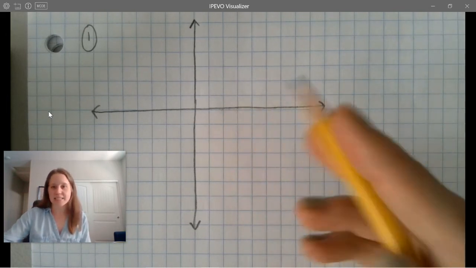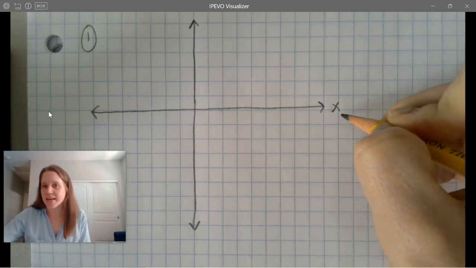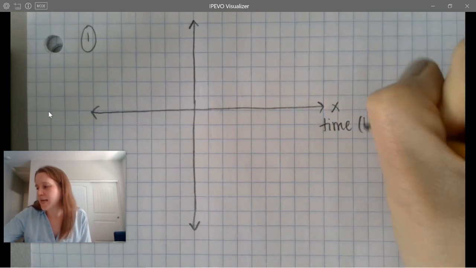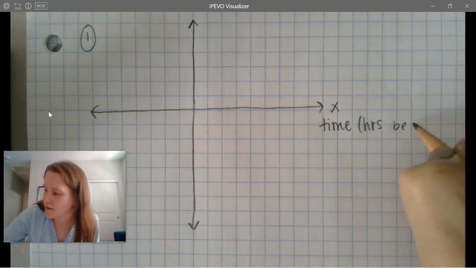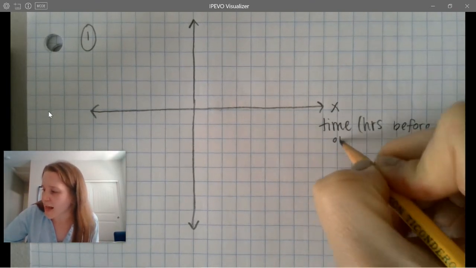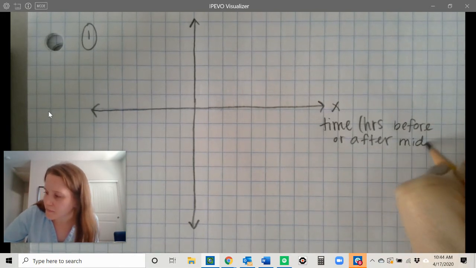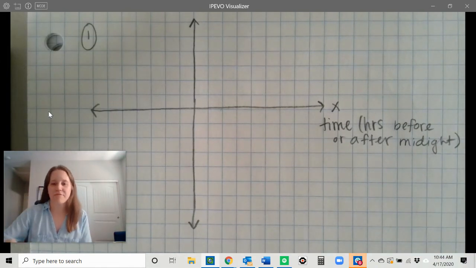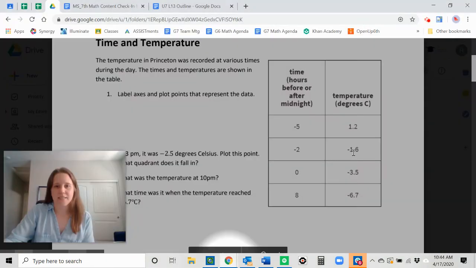I said the x-axis almost always represents time. So I'm labeling my x right here, and then I'm going to say what it represents. This is time in hours, I'm taking an abbreviation there, hours before or after midnight. Okay.